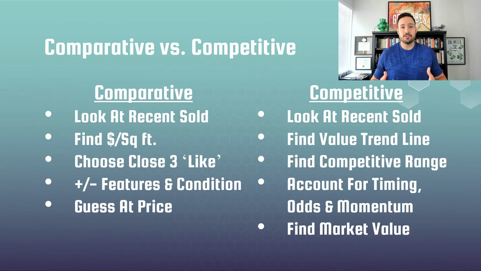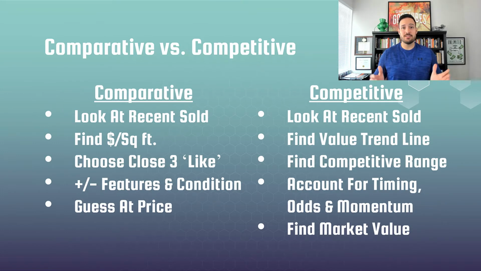So the comparative versus competitive method. Most pricing software uses the comparative method. So why is this different and why is this better? Well, if you look at the comparative method, on the standard kind of pricing model, you look at recent solds, you use that to find a price per square foot, you choose 3 like properties, and then you kind of adjust up or down based on features and condition and based on your experience in the market. And then from there, you make an estimate, or really, euphemism for a guess at the price.